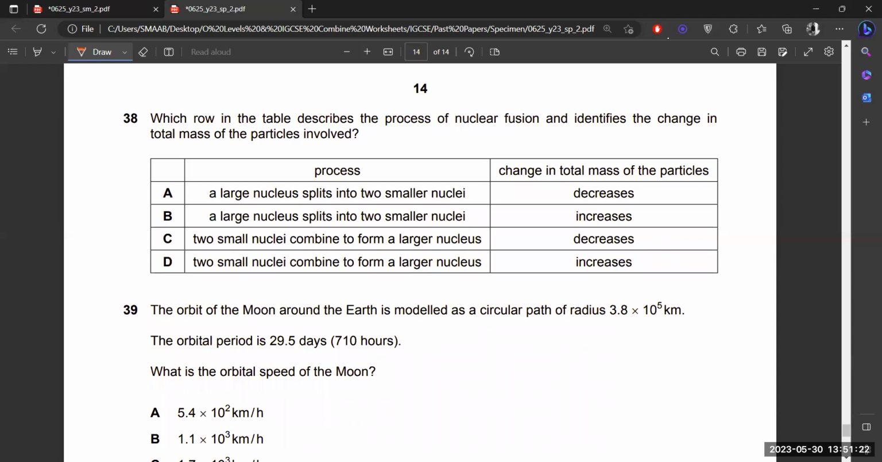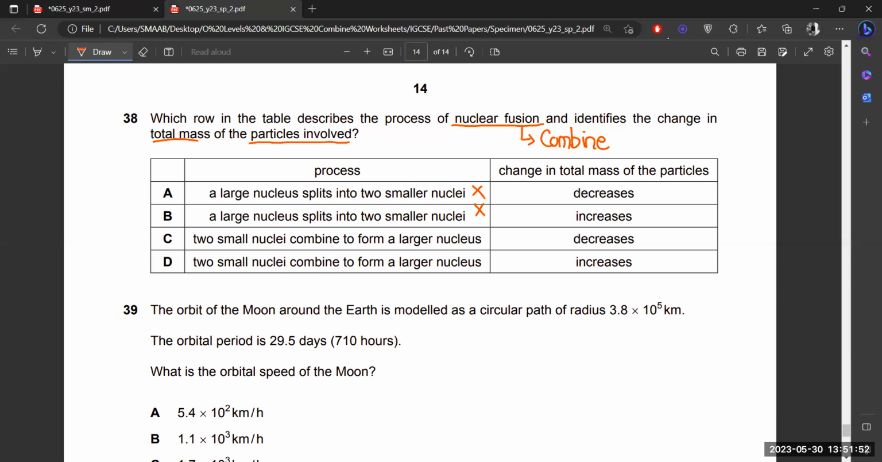Which row in the table describes the process of nuclear fusion and identifies the change in total mass of the particles involved? So we need to first find out the nuclear fusion reaction. Fusion reaction means to combine daughter nuclei to make a parent nucleus. So we need to find the combination. A large nucleus split is not possible, so two small nuclei combine.